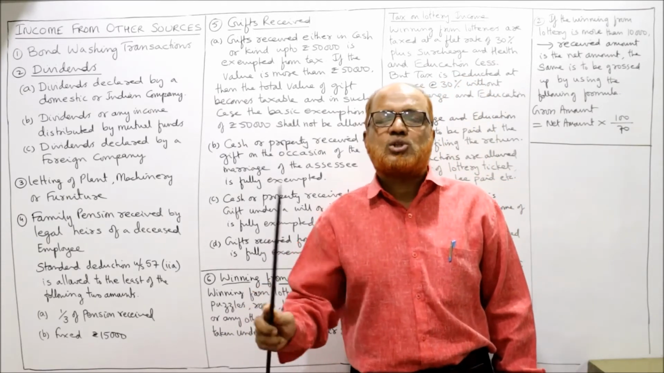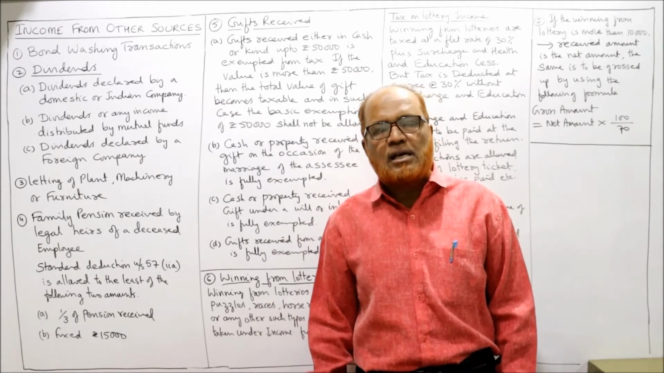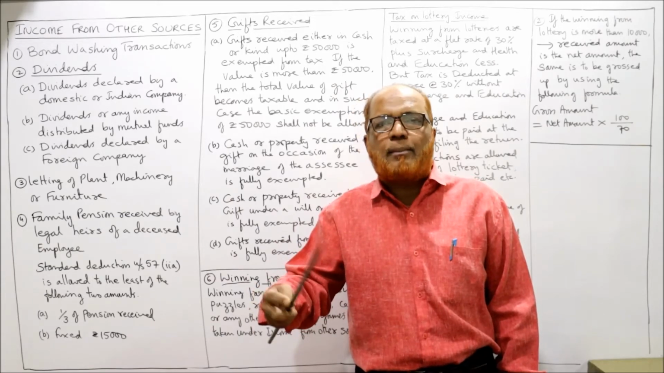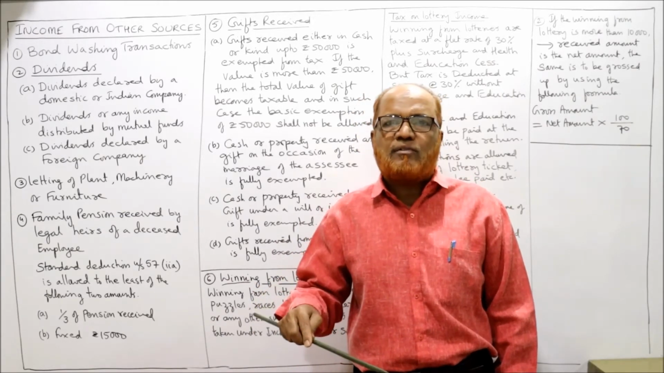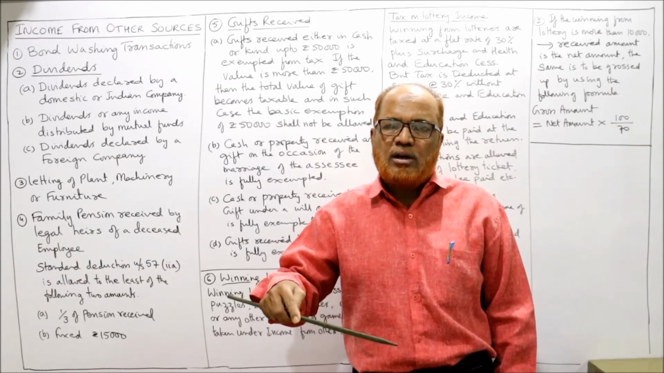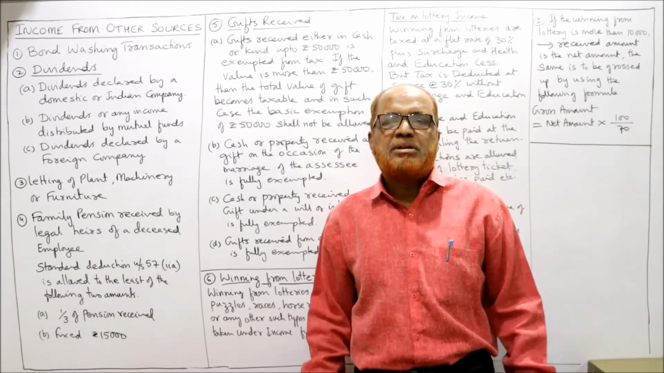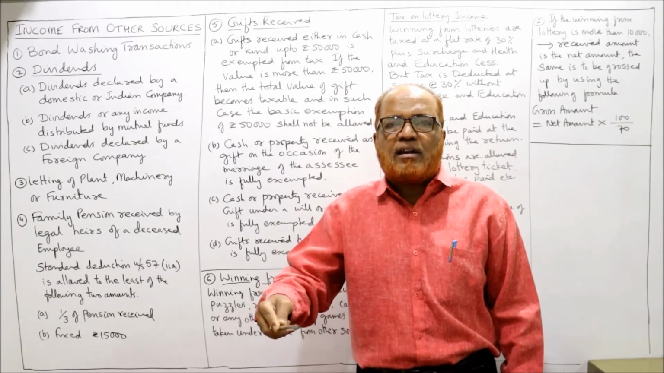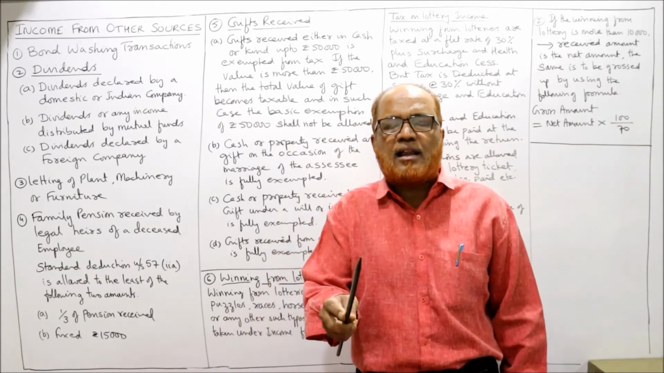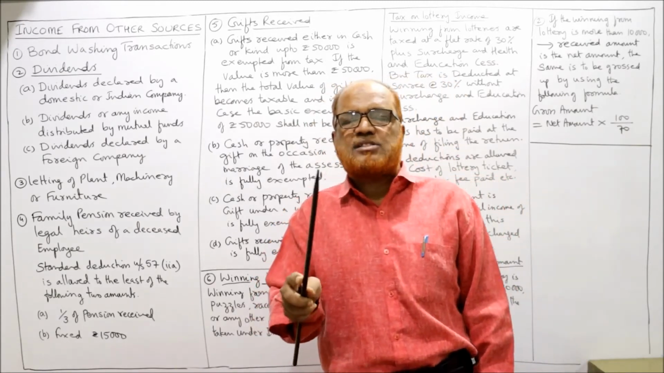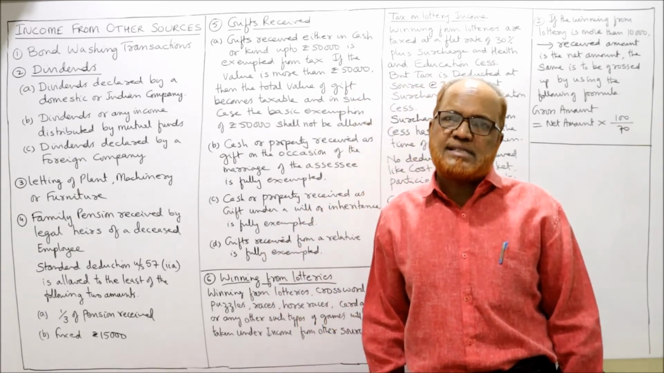When salary ceases to exist, when he retires, after retirement, some employers will pay pension. During the lifetime of the employee, he will get the pension, and that pension is taxable under income from salary. Mr. X retired. After retirement, Mr. X is getting the pension. That pension is taxable under income from salary.